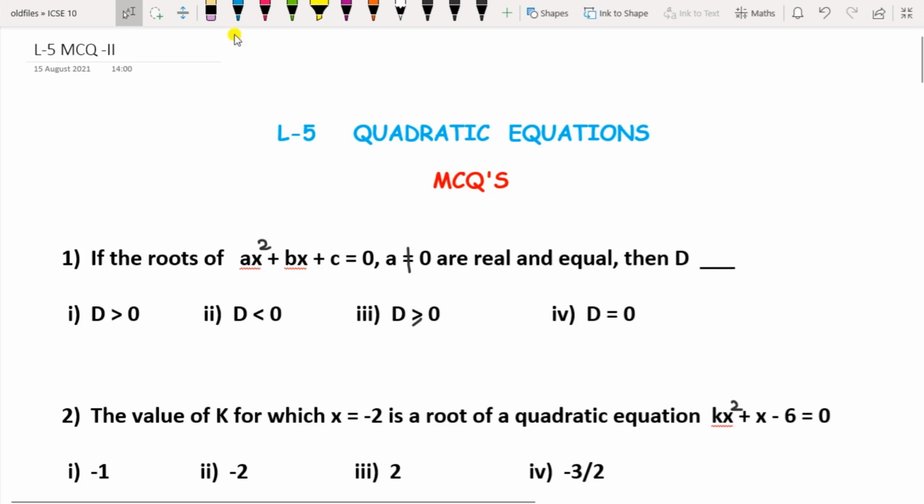So the first question here is, if the roots of ax square plus bx plus c equal to 0, and a is not equal to 0, are real and equal, then D should be what? D should be greater than or equal to 0, or equal to 0. When the roots are real and equal, the value of D is always equal to 0. That is the condition that we have studied. So this is the correct answer.